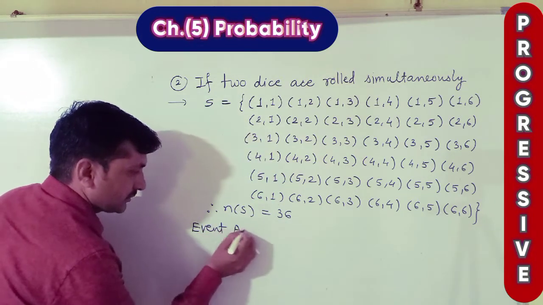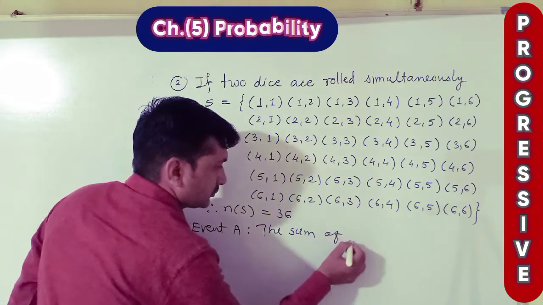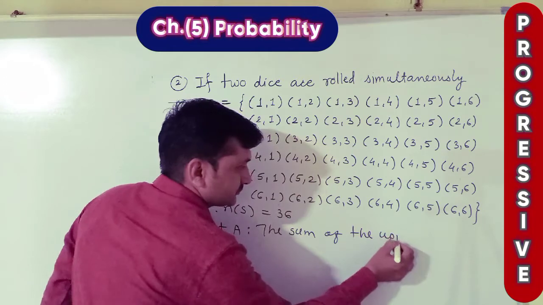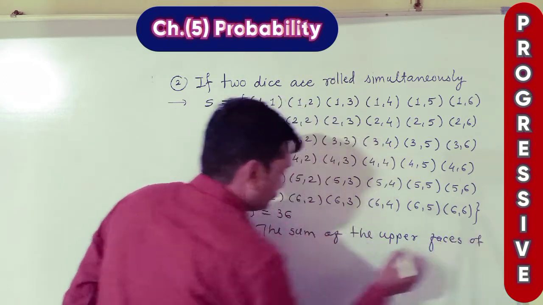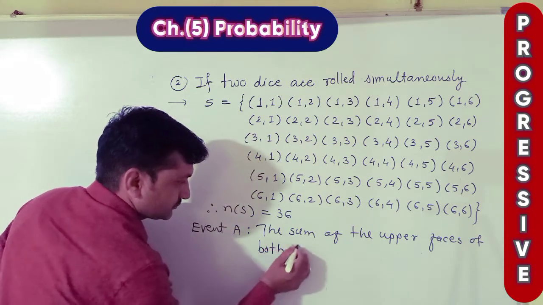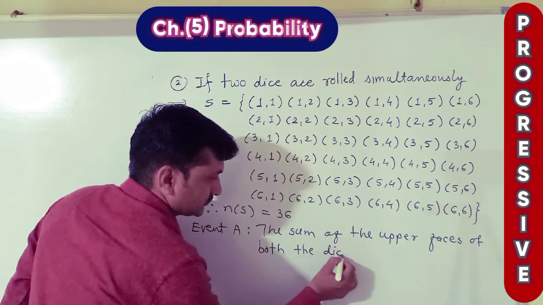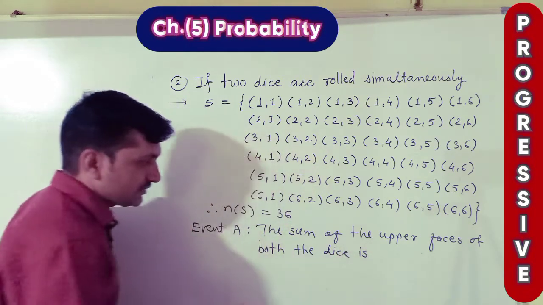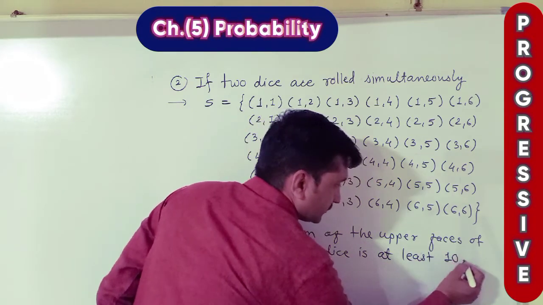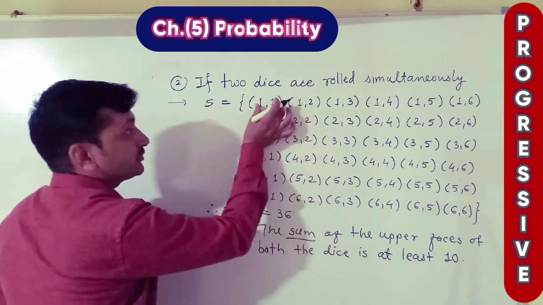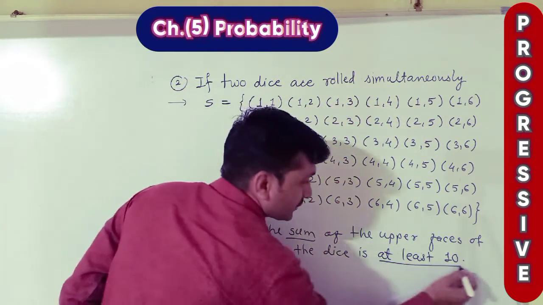Now event A: the sum of the upper faces of both the dice is at least 10. In the sum of these two dice, upper faces, we want at least 10.